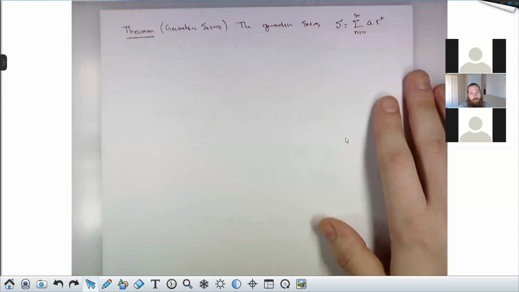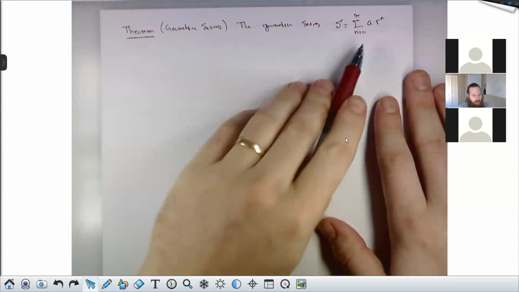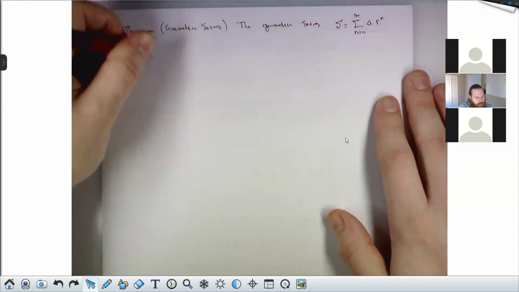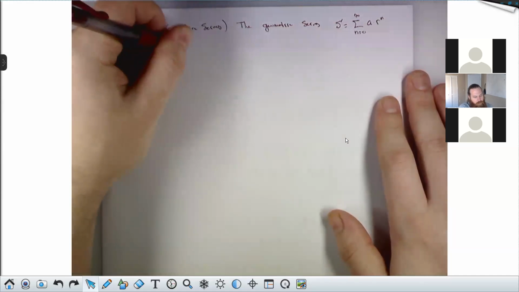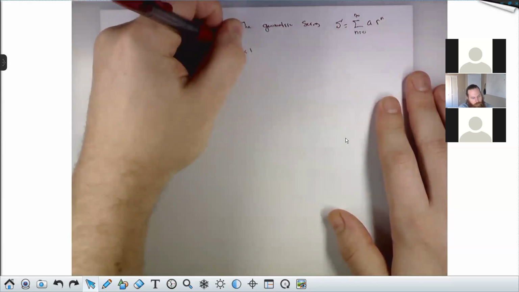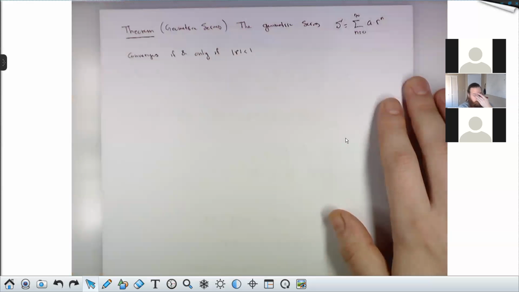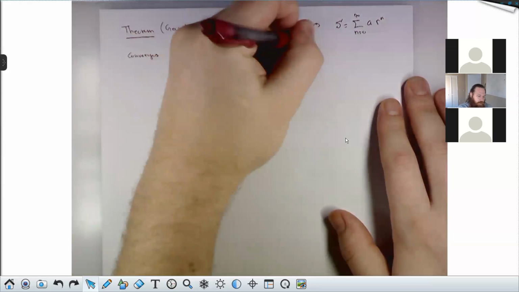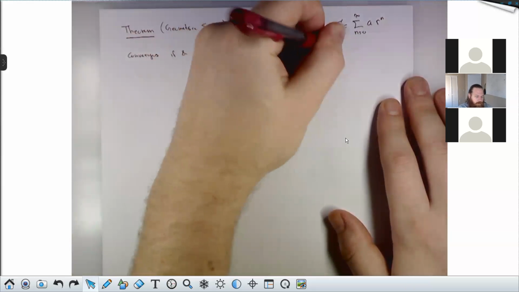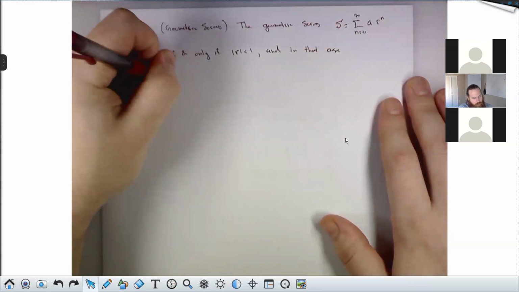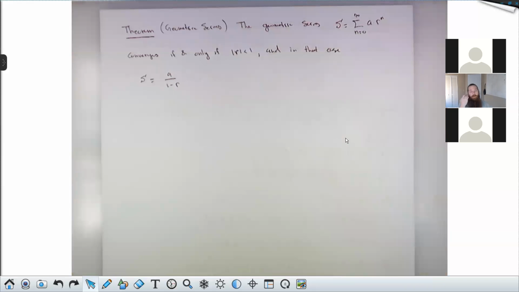So the theorem says that the geometric series S equals the sum from n equals 0 to infinity of a times r to the n converges if and only if the absolute value of r is strictly less than 1. And that should look familiar. And in that case, S has value a over 1 minus r. And this works great for the series as it's written here.